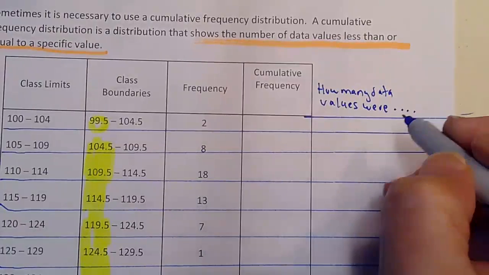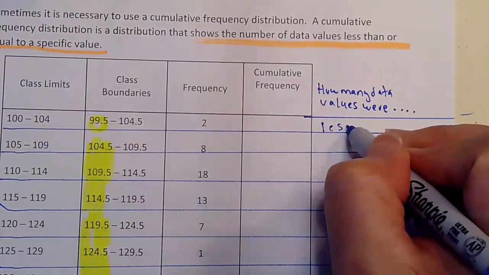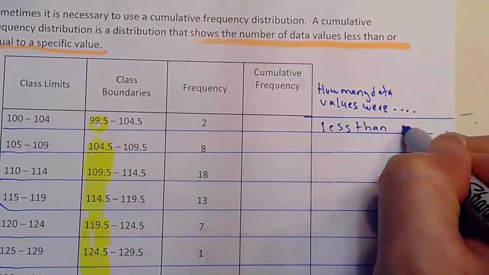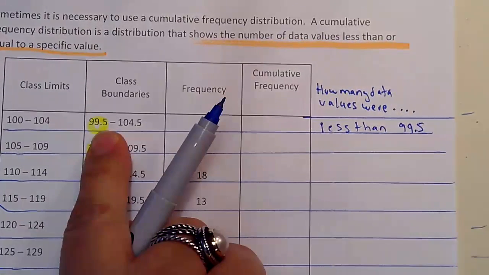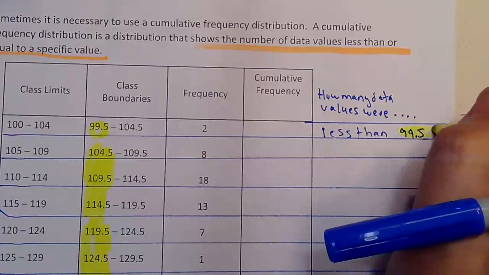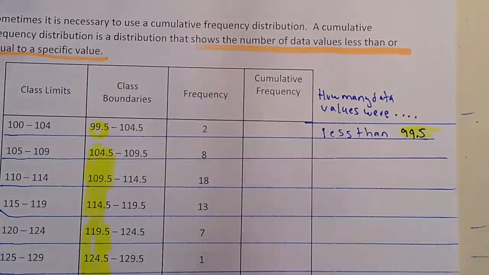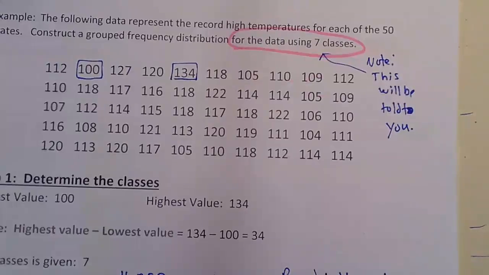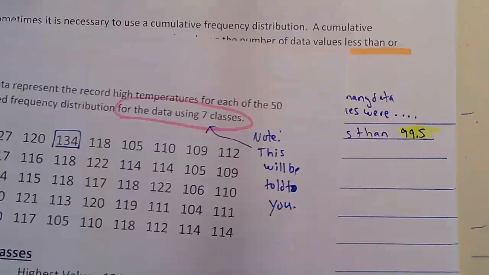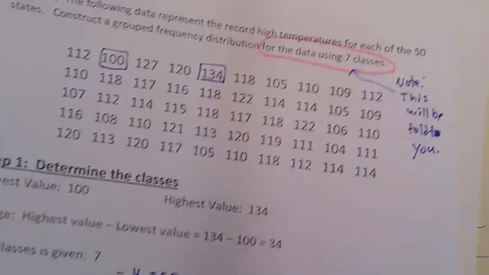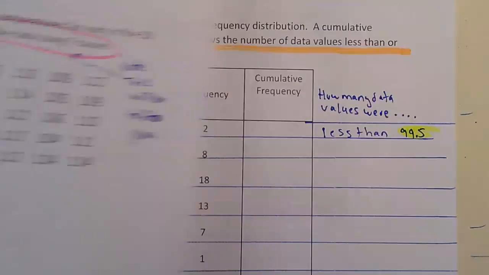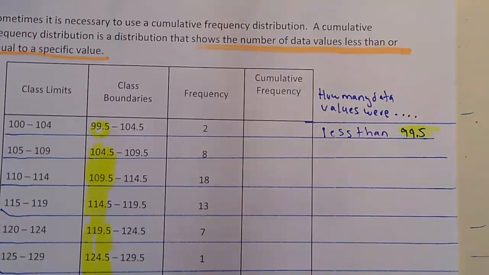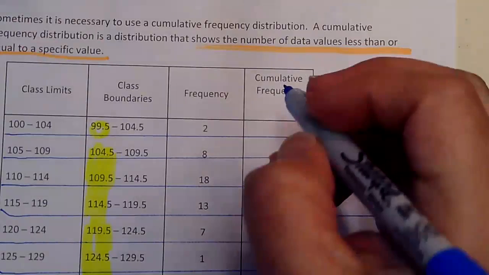And in this case, we would say here less than 99.5. And I got that from this number here. And then they're talking about the original data. So if I go back to the original data, how many of these data values were less than 99.5? Well, there were 0 that were less than 99.5 because remember the lowest was 100. So you should kick off these cumulative frequencies with 0. So I will put the 0 here.